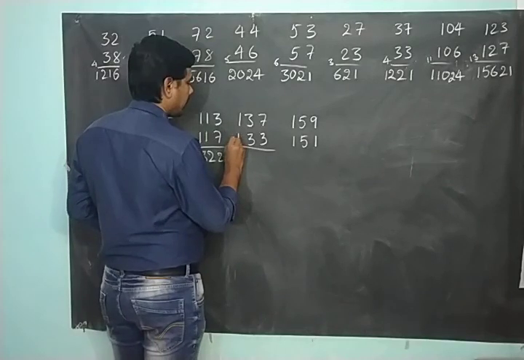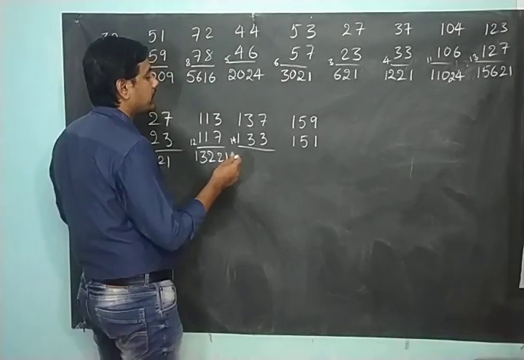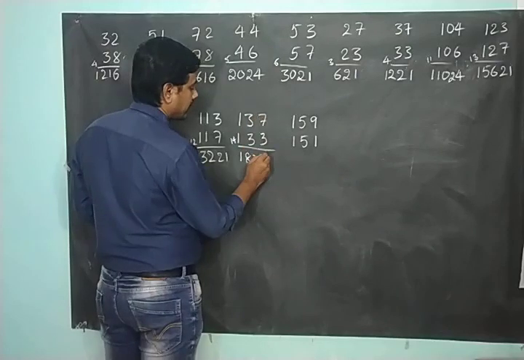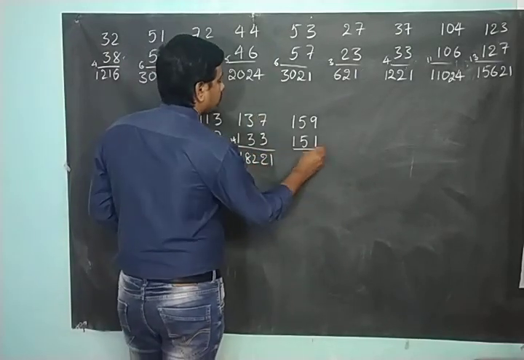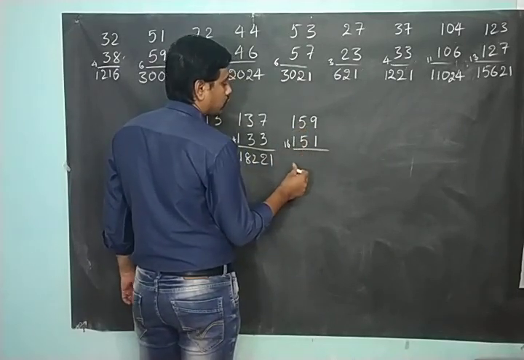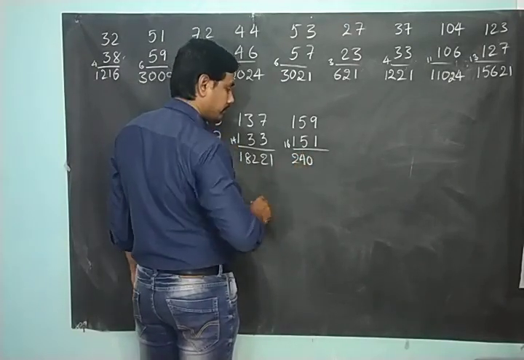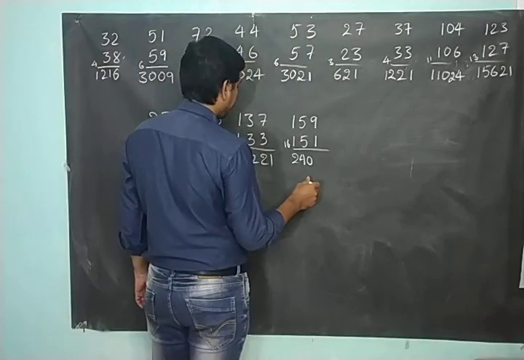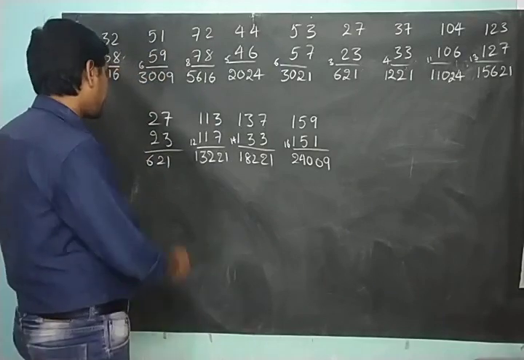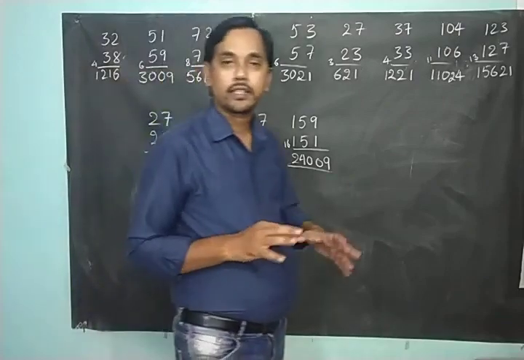So here 14. 14 into 13 will be 182. 3 into 7 is 21. So 15, that means 16. 16 into 15 is 240. 9 into 1 will be 9, so it should be written as 09. So these are the answers. You can cross verify them. I hope the concept is very much clear.